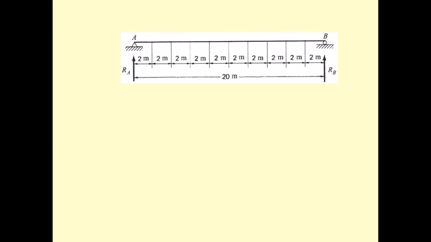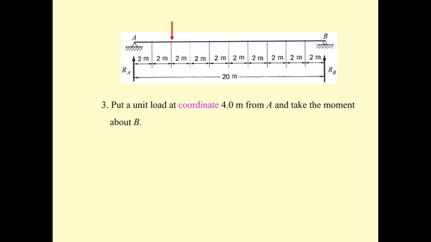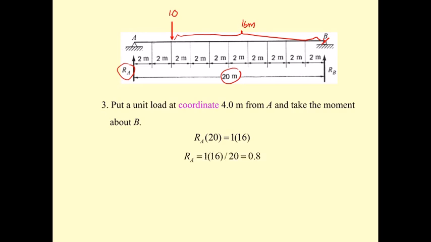You move it again, and now you have what? Take moment at B again, and this time R sub A times 20 equals this 1.0 unit times 16 meters. R sub A is going to be 16 divided by 20, that is 0.8. And do the same thing, summation F sub y equal to 0, you get R sub B of 0.2.